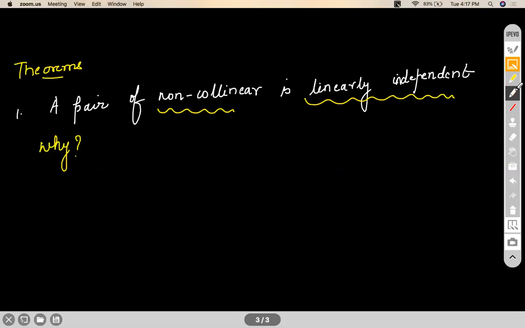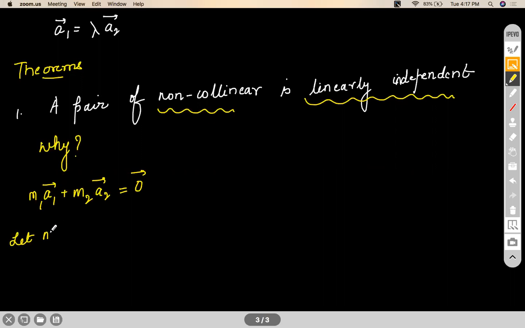See, first of all, what's a collinear vector? Let's say A1 is collinear to vector A2. Then we know that if they're collinear, you can express one as a scalar times the other. Isn't it? Yes or no? Now, if A1 and A2 are non-collinear vectors, and I try to express a linear combination of these two and equate it to the null vector, then see what will happen.